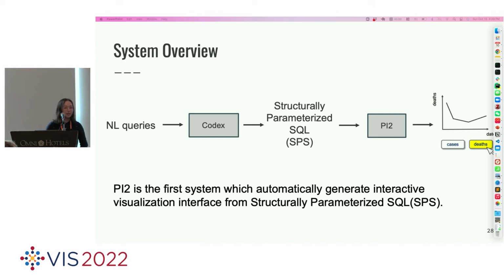Oh, yeah, the model takes natural language queries and translates them to our representation, structurally parameterized SQL. In terms of how we do it, we give a Codex model some prompts, and the prompts are pairs of a natural language query and the SPS representation. Then Codex helps us predict the SPS for other unseen queries. Yeah, for more detail, you can refer to the paper.